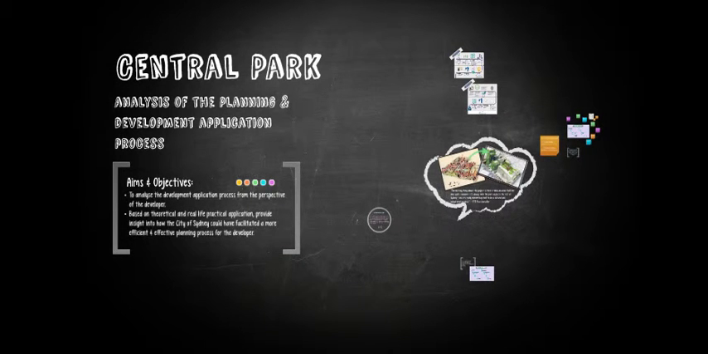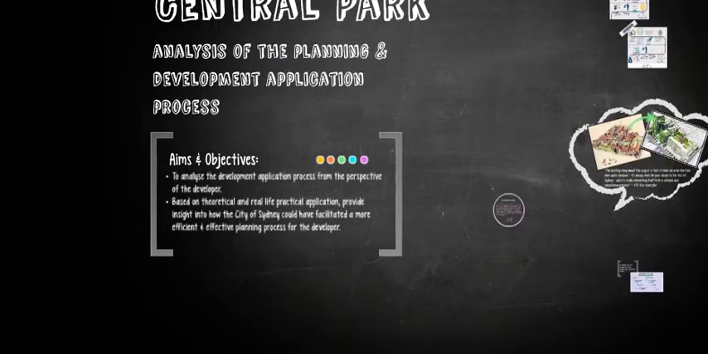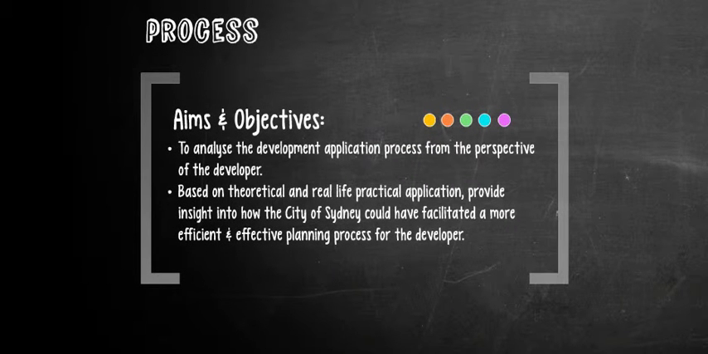This presentation provides an analysis of the drawn-out development application and planning process of the Central Park development in Sydney. The aims and objectives of this analysis are to look at the process from the perspective of the developer and provide suggestions on how the City of Sydney could have facilitated a more efficient and effective outcome.